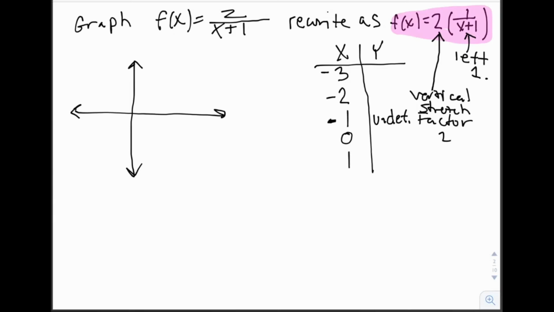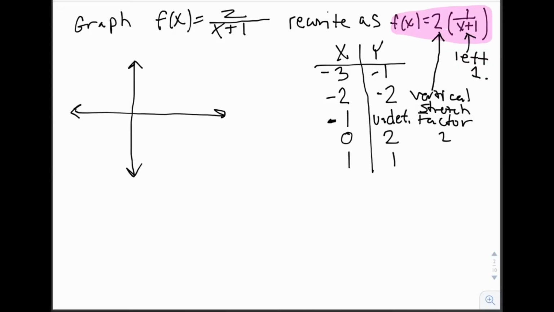So if I plug in a -2, I'll get in the bottom a -2 plus a 1, which will be a -1. So we should get a value of a -2. If I plug in -3, I should get a -1. And then a 0 should produce a 2. And then finally a 1 should produce a 1.